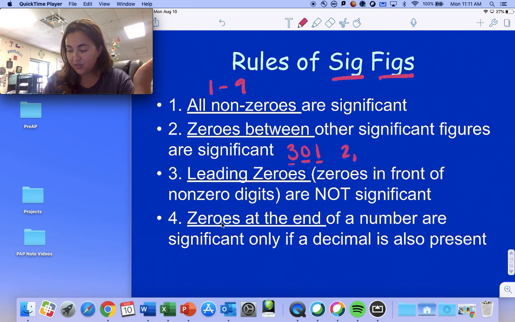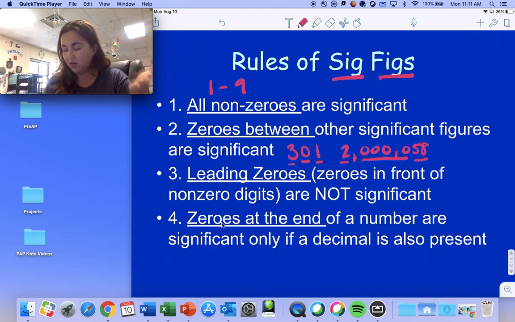Now let's try another example, 2,000,058. All of these zeros are in between digits that are known to be significant, so all of those zeros are also significant. So the next type of zero we could have is something called a leading zero.